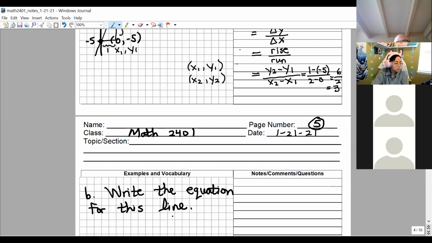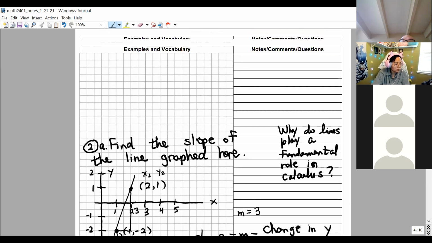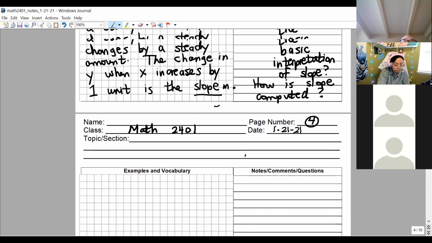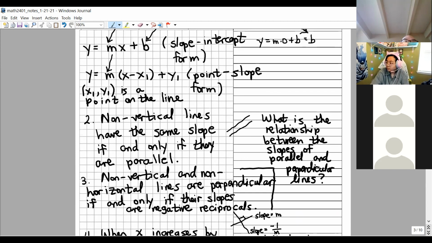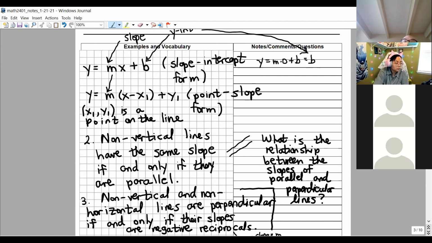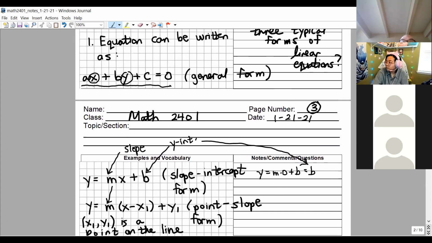All right, so what we need to remind ourselves of is, which formula for a line do I want to use to write down the formula for this particular line? Notice we've got lots of choices here, right? We can use the general form, or we can use the slope-intercept form, or we can use the point-slope form for writing down the formula for that line.